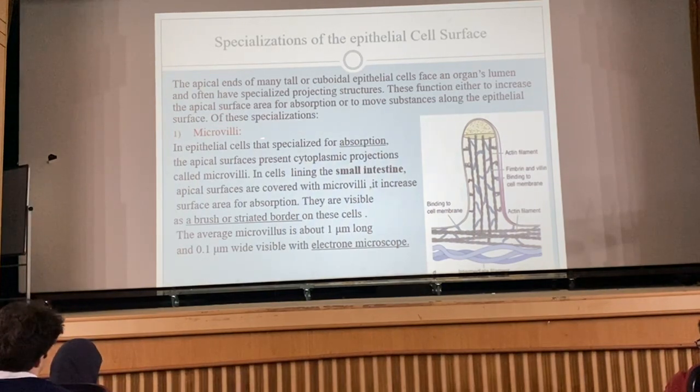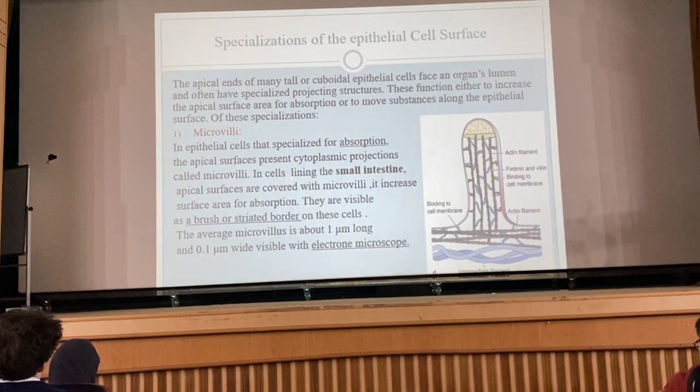Among these specializations, we have microvilli. It is specialized for absorption. So its main function is absorption. It's found on the apical surface, and it is a cytoplasmic projection. They are called microvilli. In the areas concerned with absorption, the best example is the small intestine, in which the digested food will be absorbed.